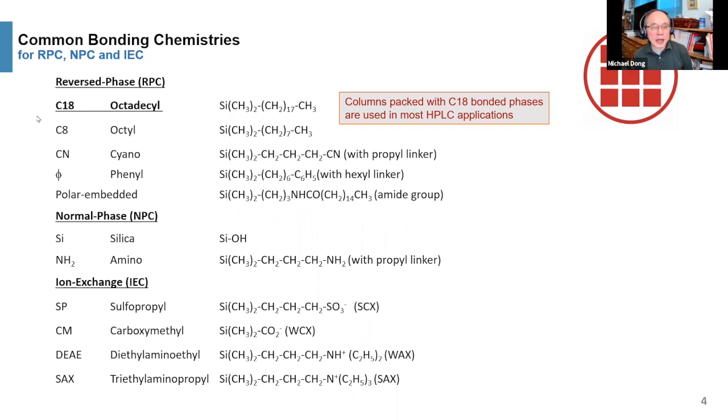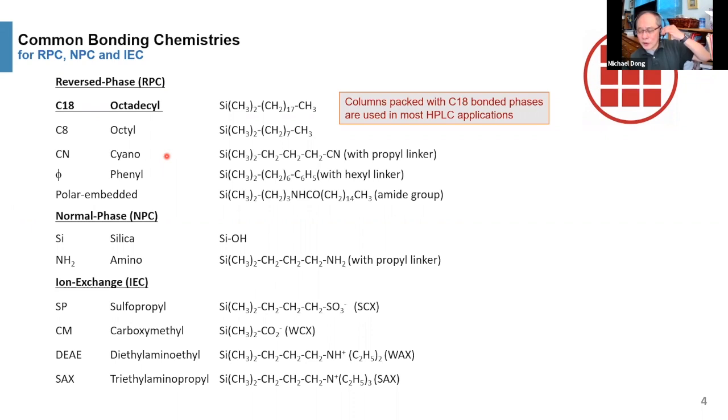A lot of people like octyl. Some of the practitioners actually like C8 versus C18. I actually prefer C18. The reason why they think C8 is better is because it's a little bit less hydrophobic, but definitely I think C18 is much more reproducible, right? So why not use something stronger?